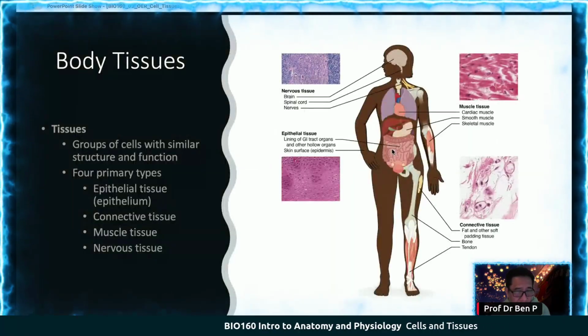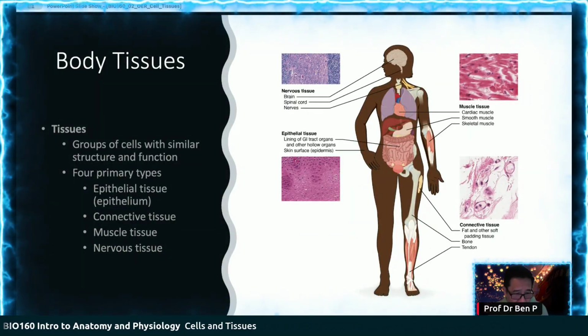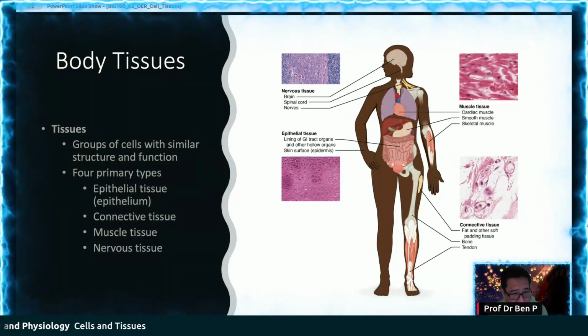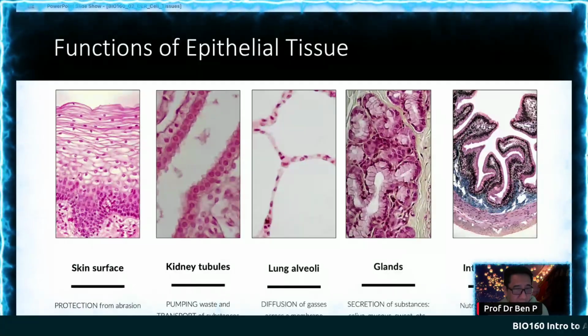You have four different types of tissues. You have epithelial, connective, muscle, and nervous tissue. So always know these four. These are the four types of tissue.